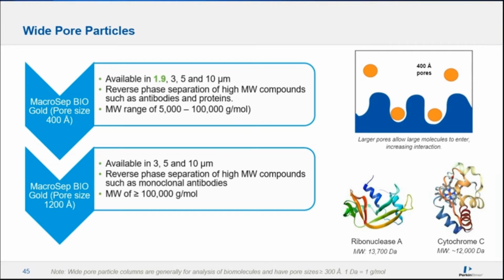So it is very important to match the pore size of the particles that you're utilizing to the analytes that you're interested in retaining, separating and analyzing. So in the case of proteins or very large polypeptides or oligonucleotides, it may be beneficial to go up to 300 angstrom and larger pore sizes to accommodate these high molecular weight molecules.